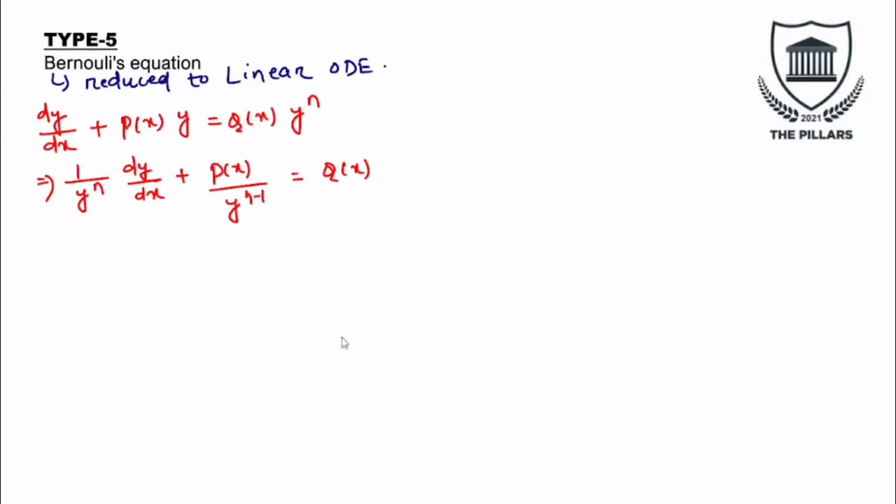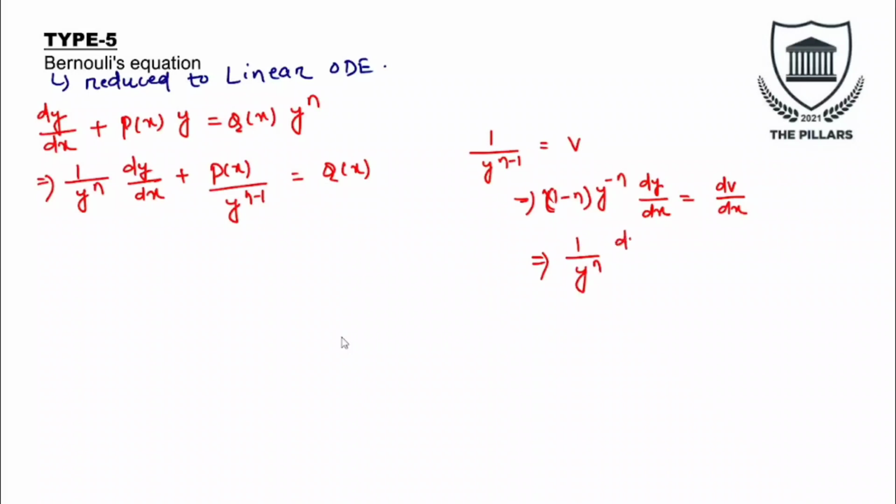Now let's take this 1 by y to the power n minus 1 as v here, then differentiating with respect to x on both sides, we will get 1 minus n into y to the power minus n dy by dx is equal to dv by dx. Then it can be written as 1 by y to the power n dy by dx is equal to 1 by 1 minus n dv by dx.